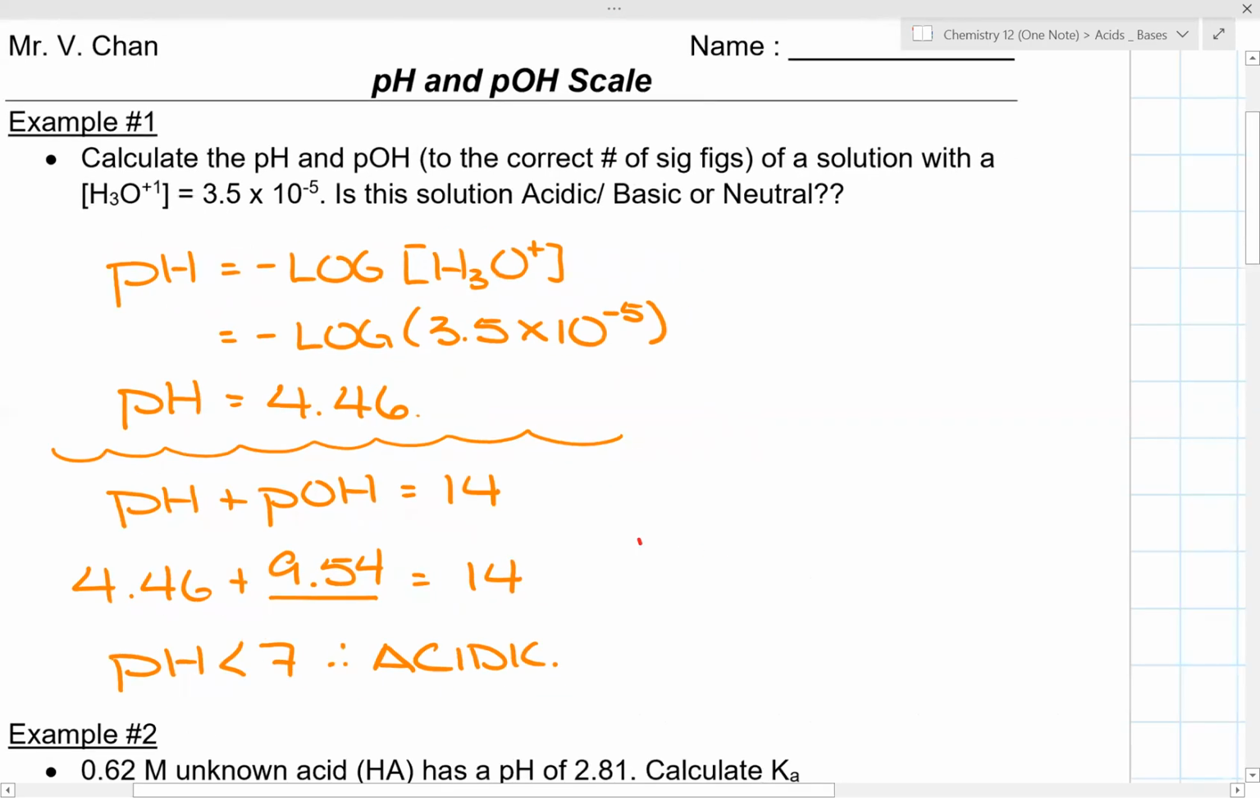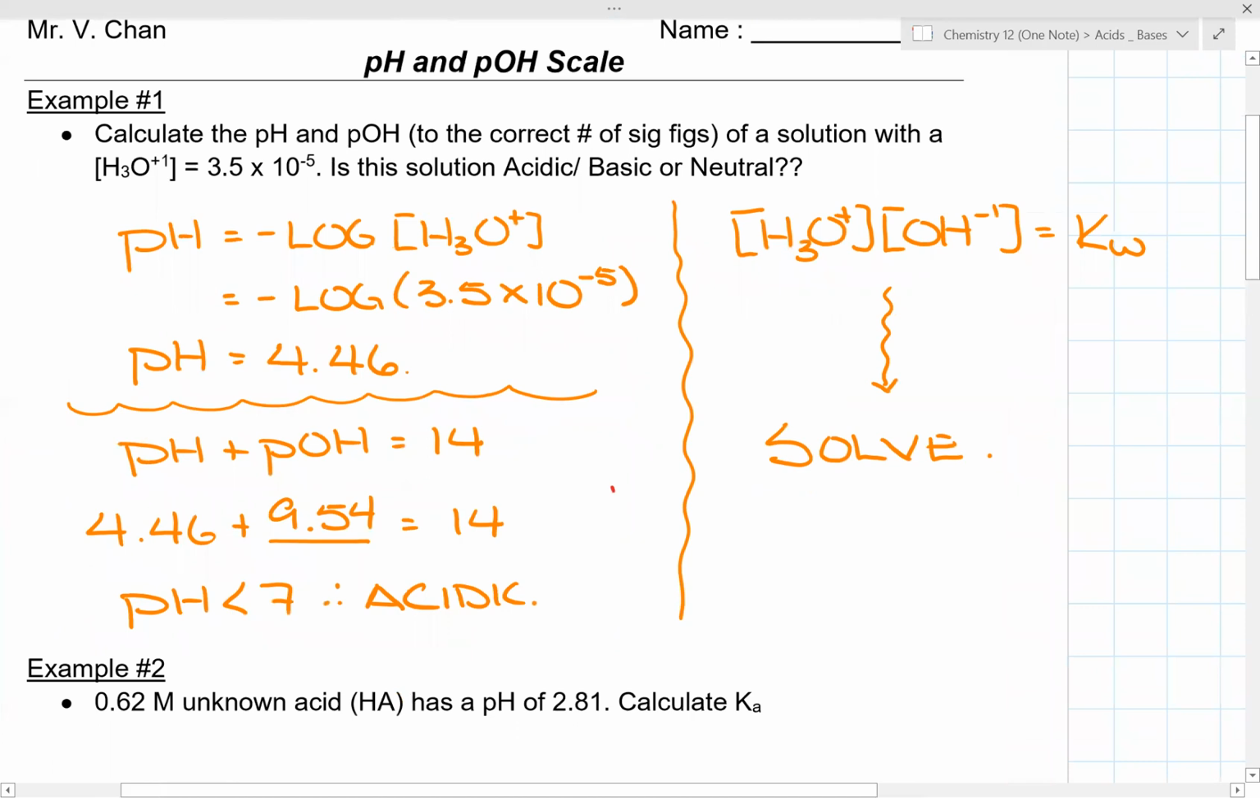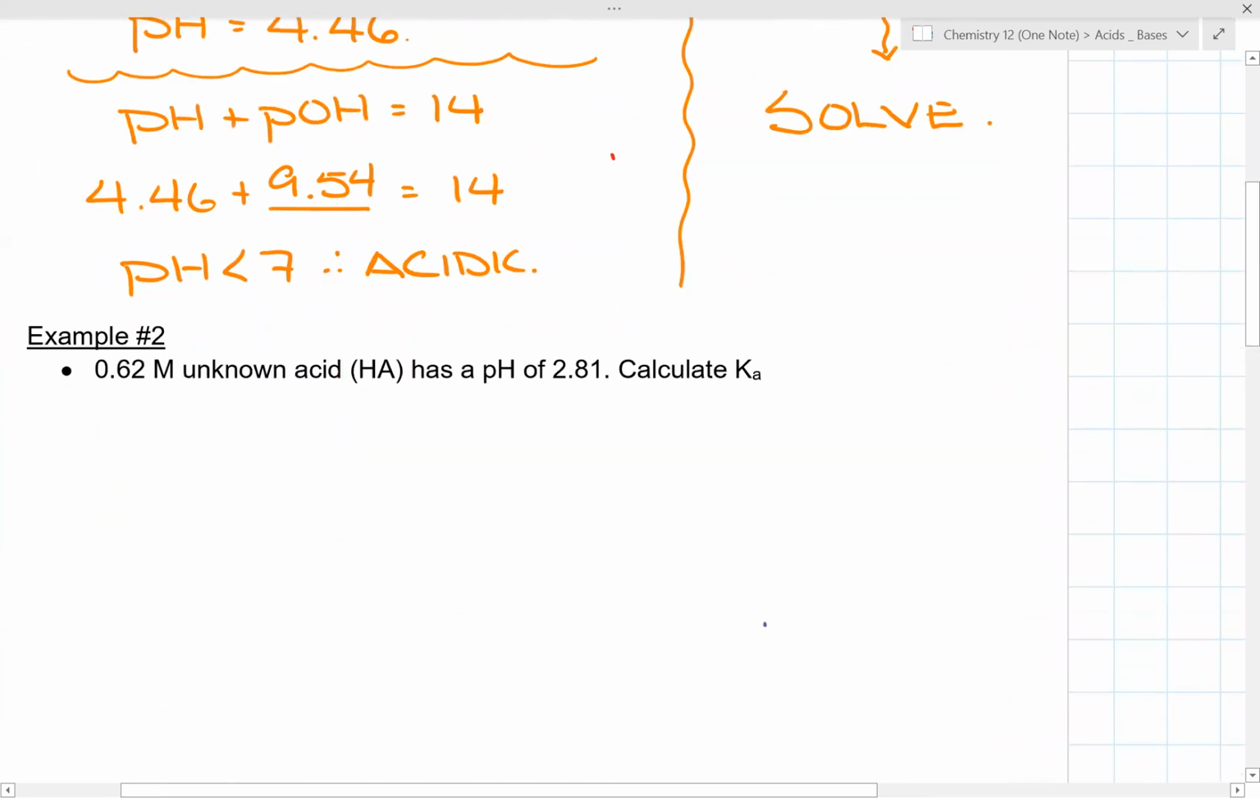Now, some of you might say, well, Mr. Chan, could I have done it like this? H3O plus times OH minus 1 is equal to Kw. And then could you have solved it that way? The answer is yes. Both methods work, okay? It's whatever you feel most comfortable. All right, let's give you another example here.